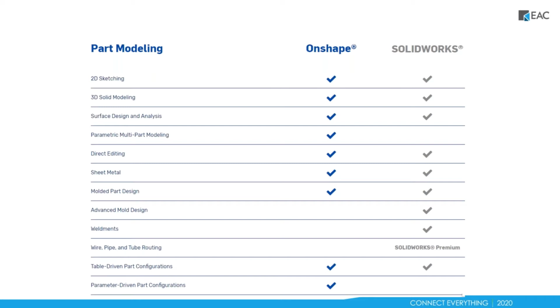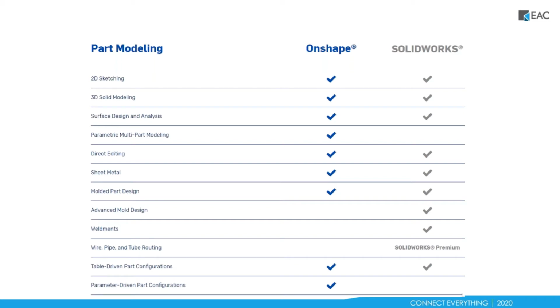Weldments, you can do weld symbols in Onshape. You can certainly, there's a structural steel feature capability in there, so you can make weldments. Maybe not putting in the physical weld if that's what's meant by a weldment, but other than that, you can make a weldment. Also wire pipes, tubes, routing cables, things like that. That's in the SolidWorks Premium, not in Onshape yet.